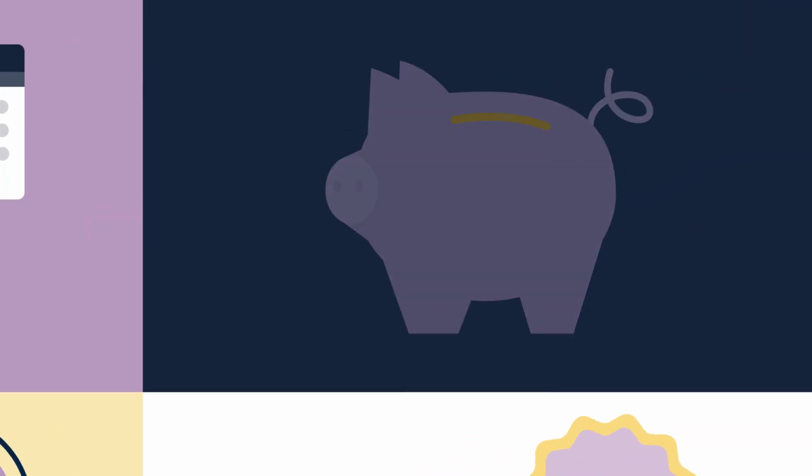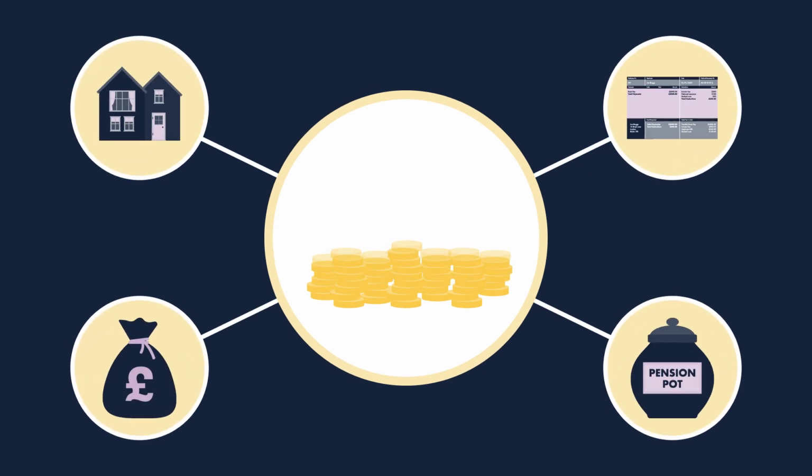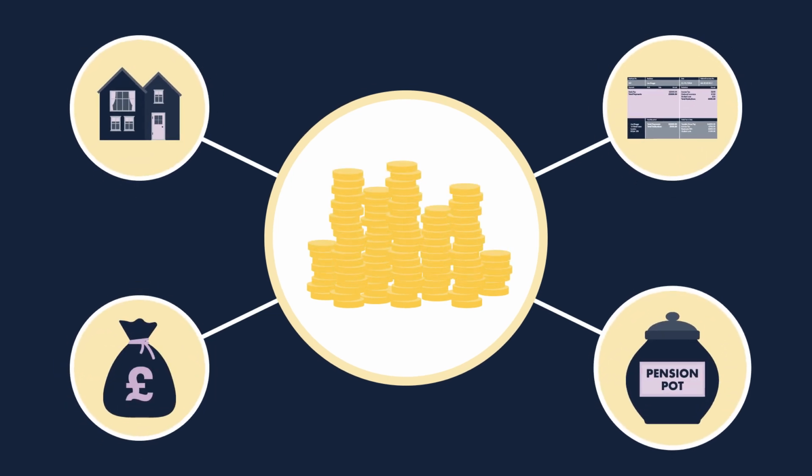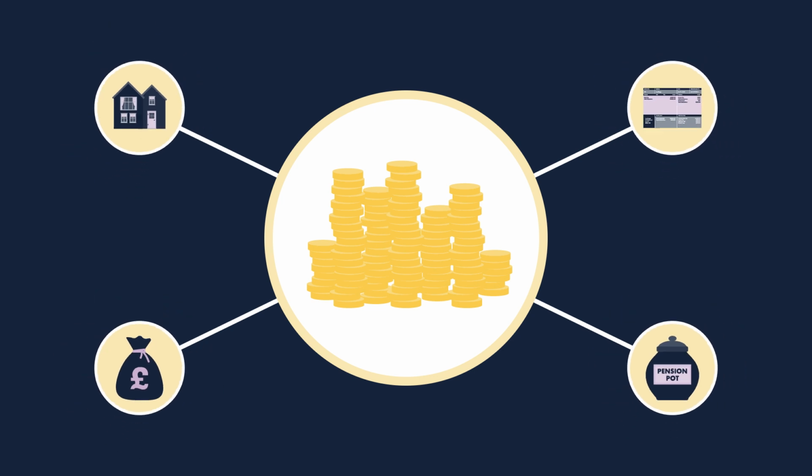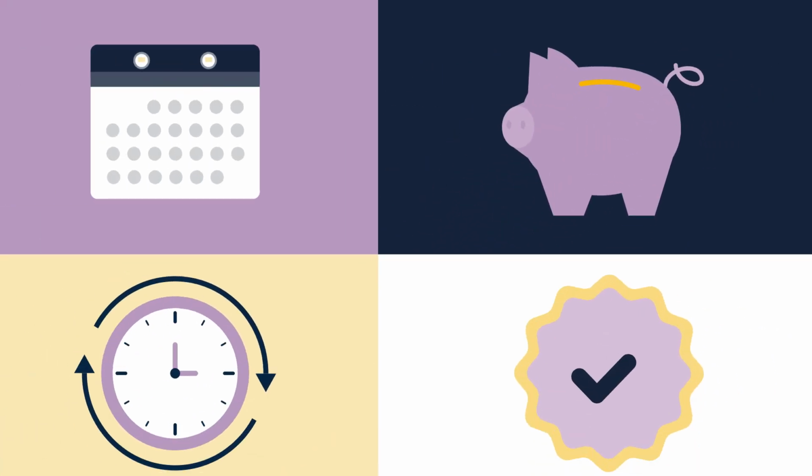Next, you will need to provide information about your current financial situation, such as your capital, your income, cash funds, and pension values. This includes how much equity is in your home, which is the current value of the property minus any mortgage. You will also need to note any other debts or liabilities.